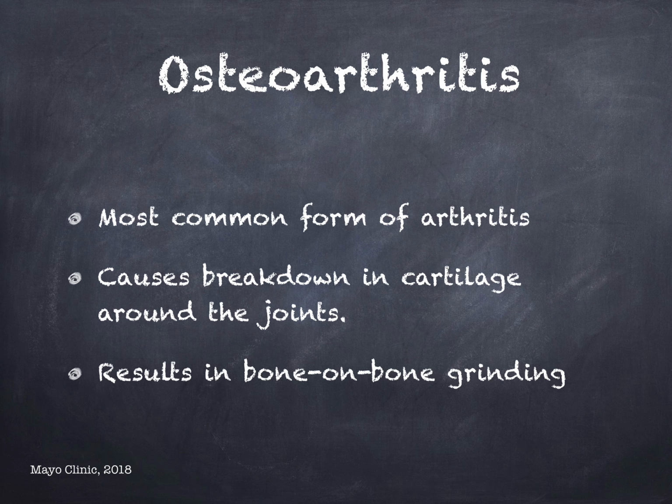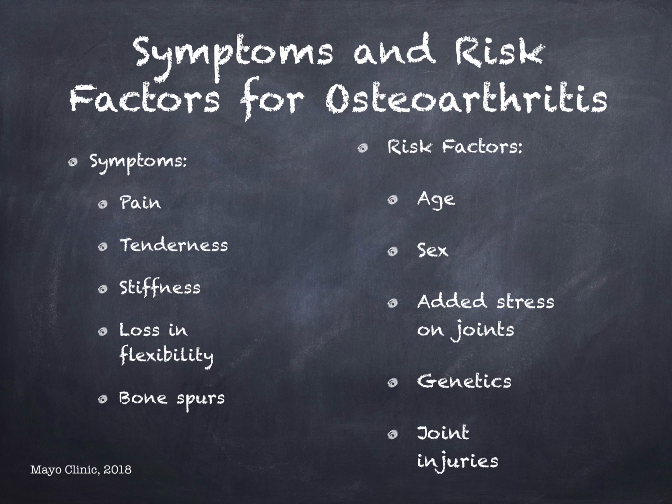Starting with osteoarthritis, this is the most common form, and this is when the cartilage surrounding the joints is broken down, and this can result in a bone on bone grinding. Some of the symptoms of osteoarthritis are pain, tenderness, stiffness, loss in flexibility, and bone spurs, which are extra bits of bone that can form around the affected joint.